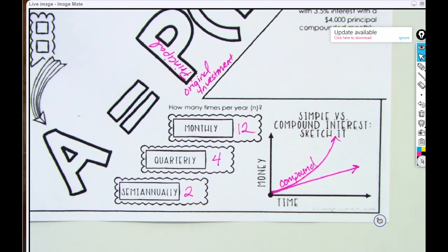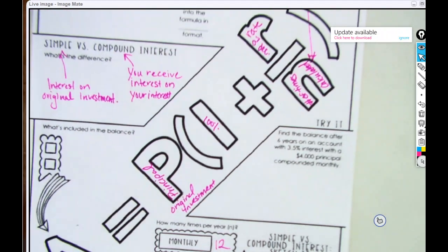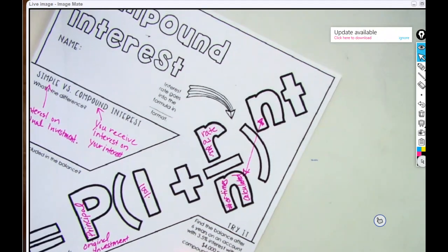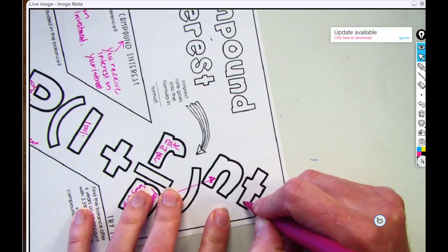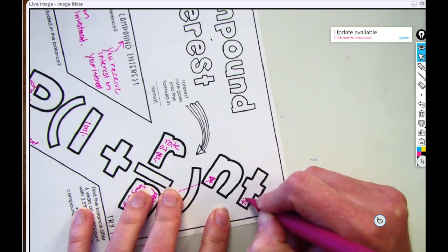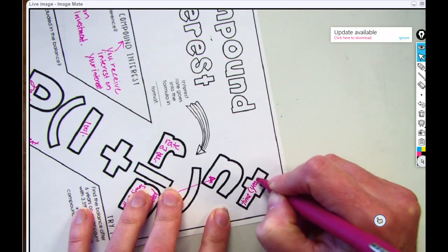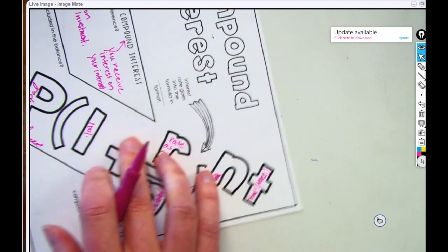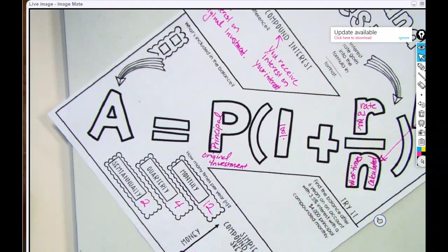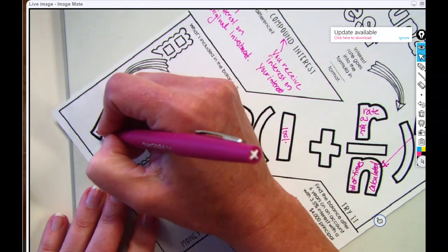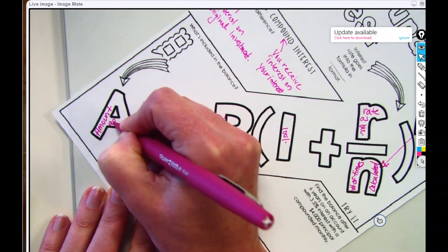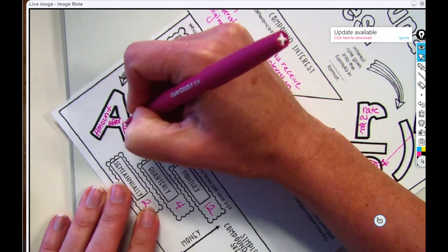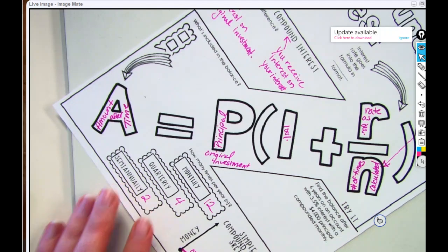A couple more things I haven't filled out. T would be what? Time. And it's going to be in years. And what on earth is the A? Amount after time. I'm going to make it fit in there. Amount after time.